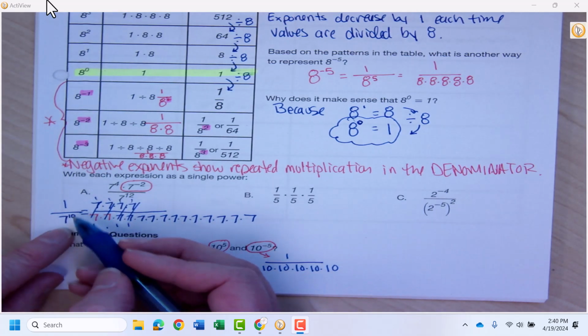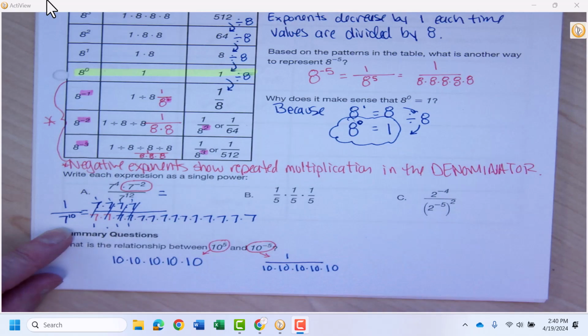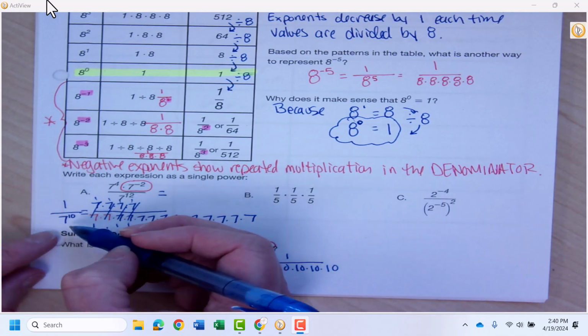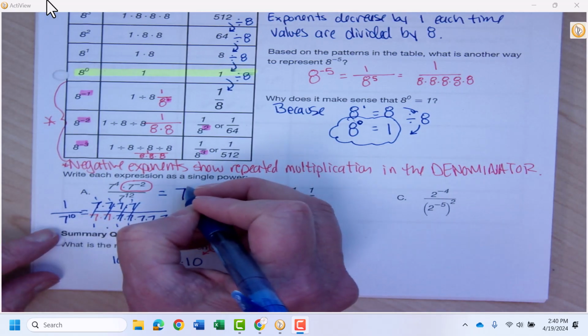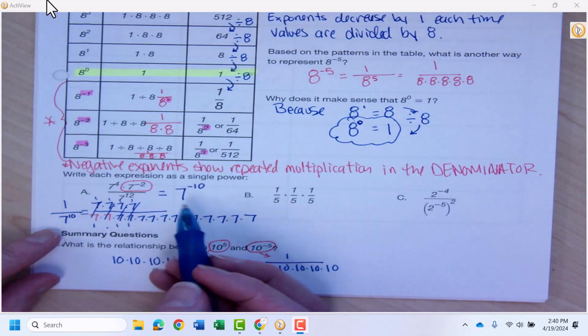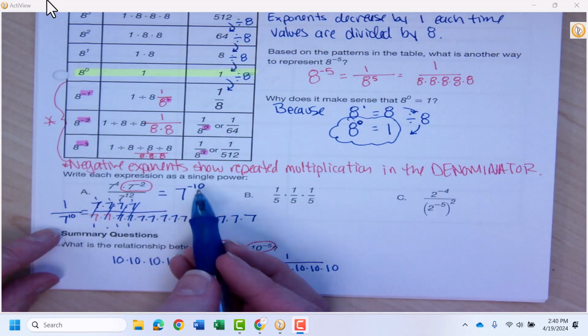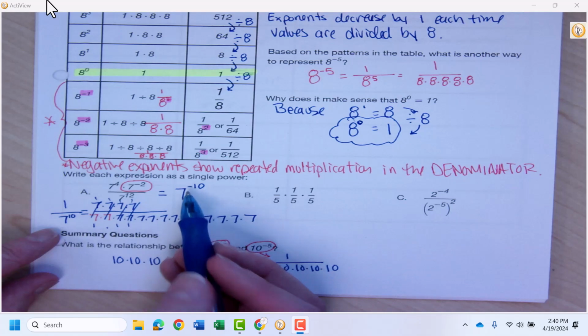Now, technically, this isn't written as a single power. 1 over 7 to the 10th power means that I have 7 as a factor 10 times in the denominator. And that's what that negative exponent will indicate.